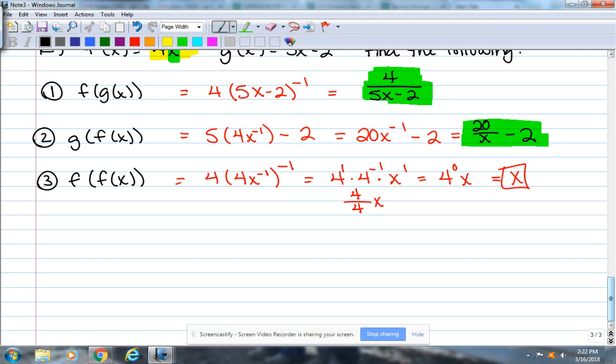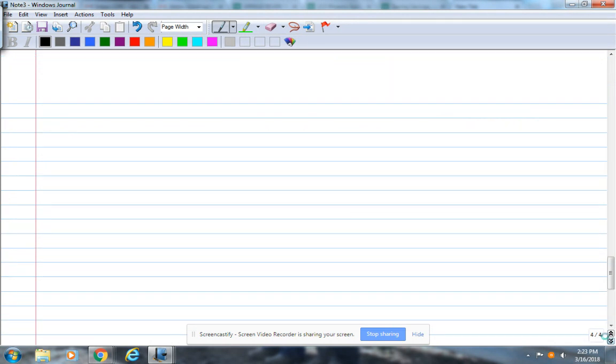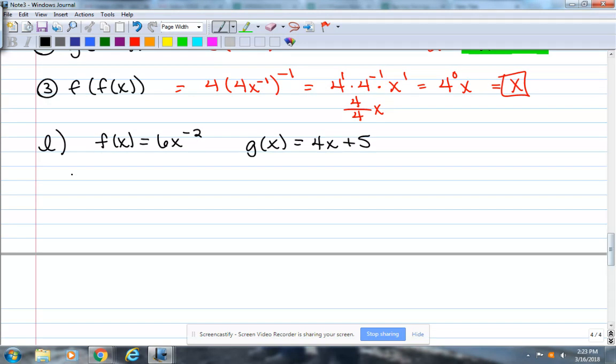Let's do L. We get another set of functions now. f of x equals 6x to the negative 2. And g of x equals 4x plus 5. We want to find three things again. We want to find f of g of x. We want to find g of f of x. And this time we want to find g of g of x.